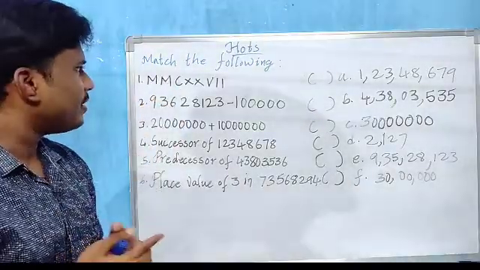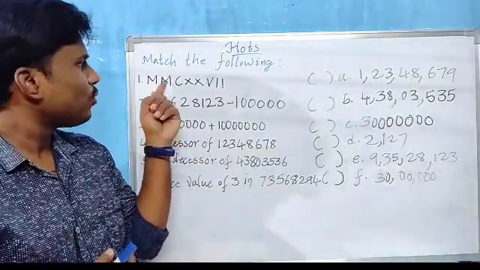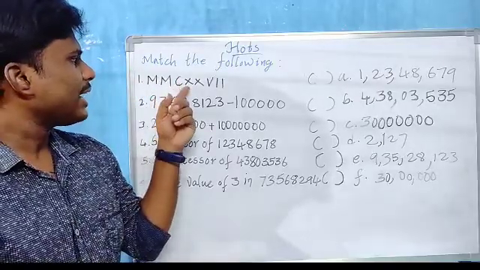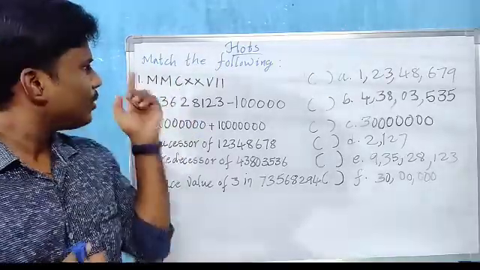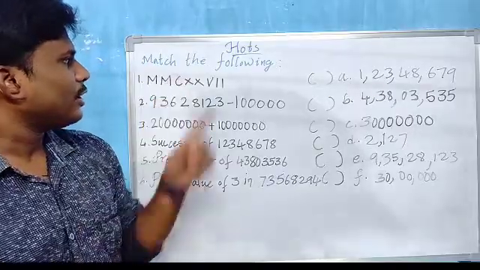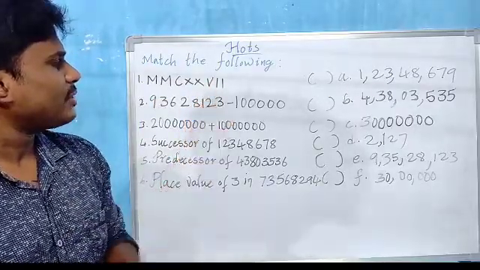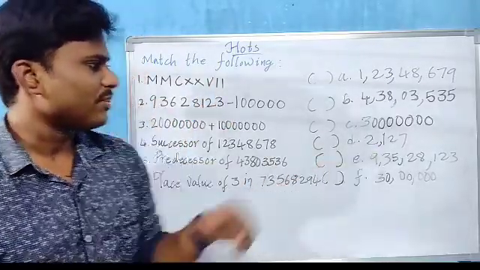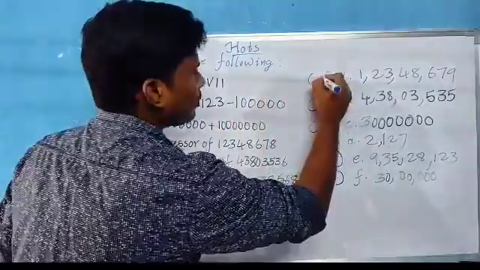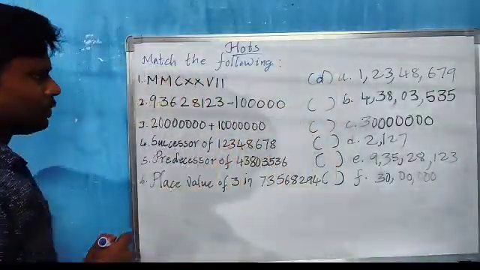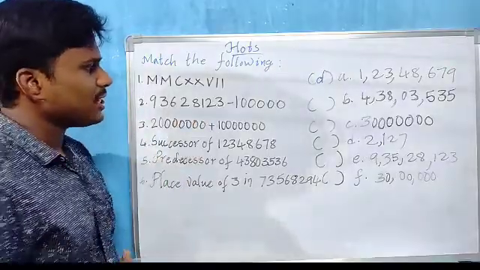Then see here, C is 100. So 2100, children. X is 20, so 2120. And VII means 7. So 2127. Which option, children? It is option D. Okay children, see the question is given in this way.